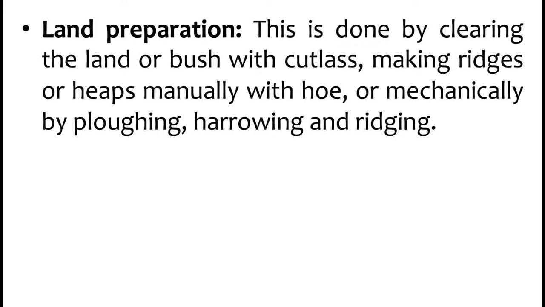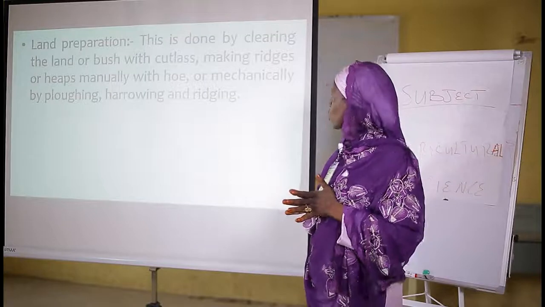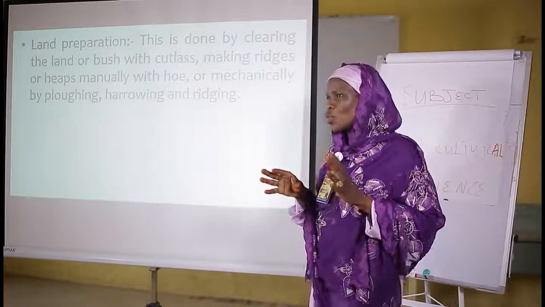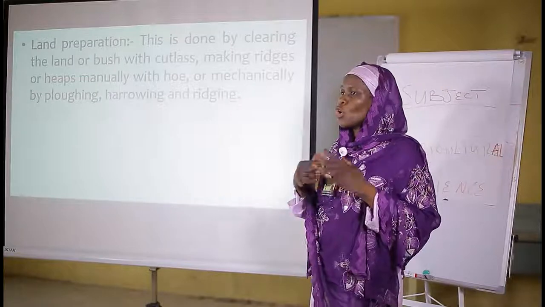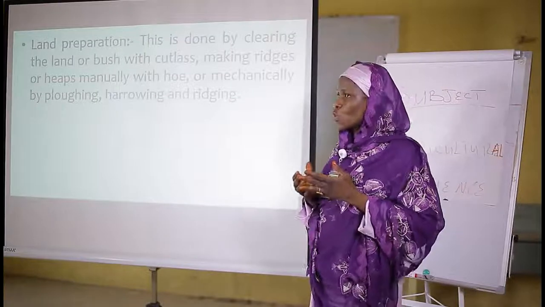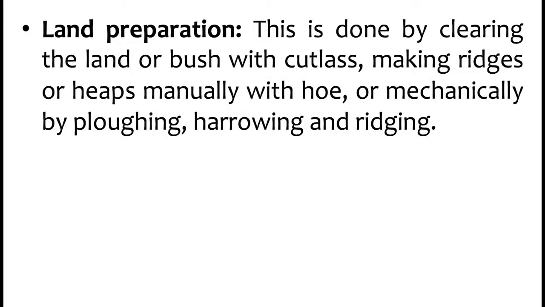This is done by clearing the land or bush with a cutlass, making ridges or heaps manually with a hoe. You are to clear your land manually by clearing the land or bush, using your cutlasses. Making ridges or heaps can be done manually or mechanically by plowing, harrowing or ridging.